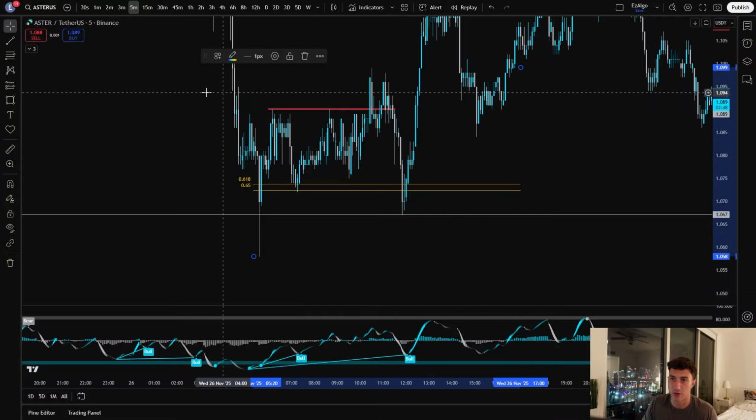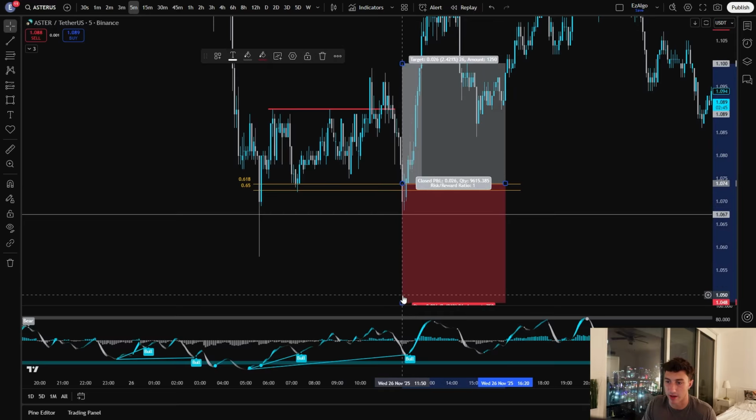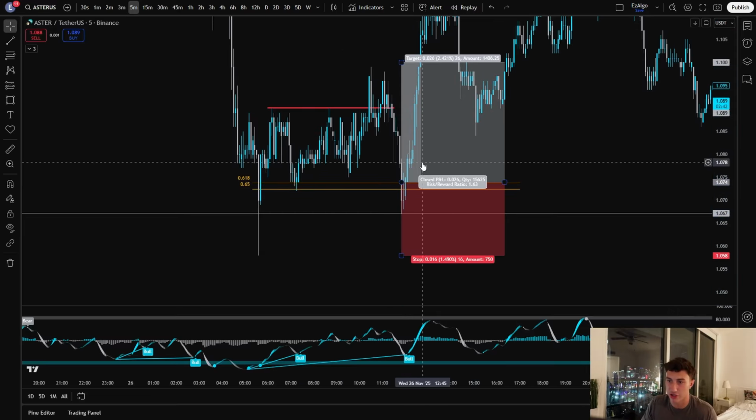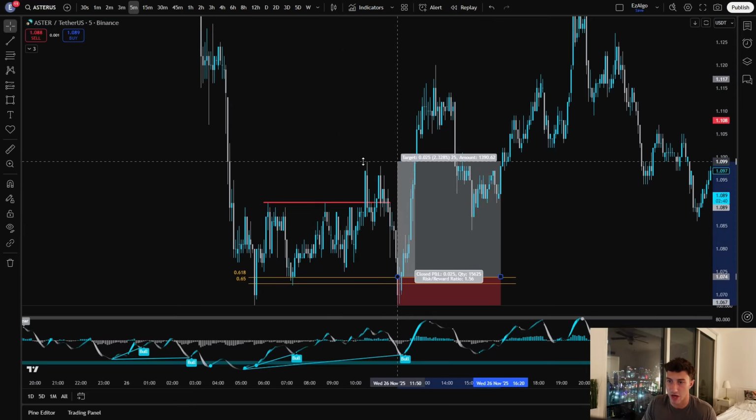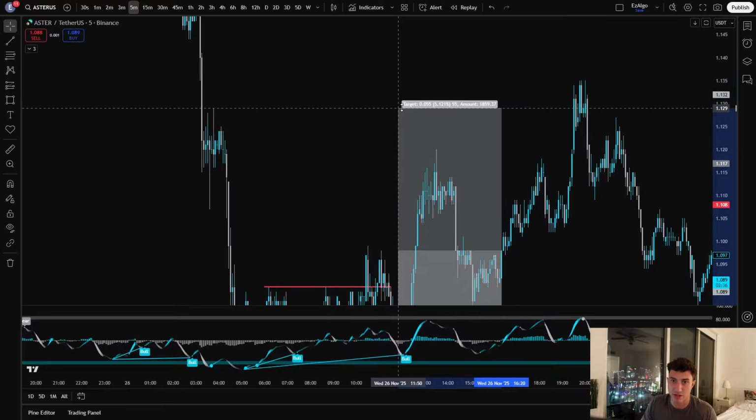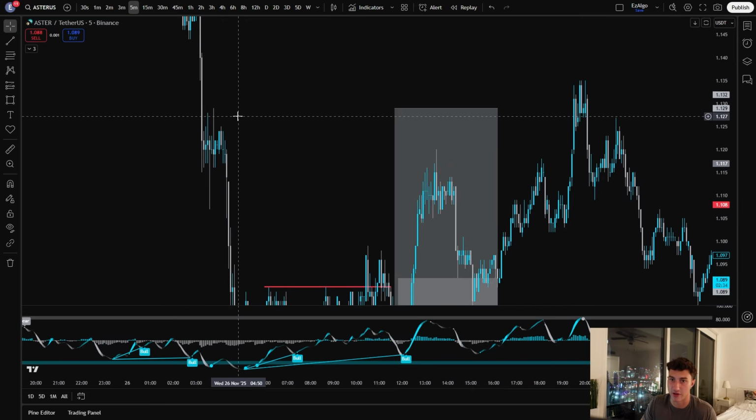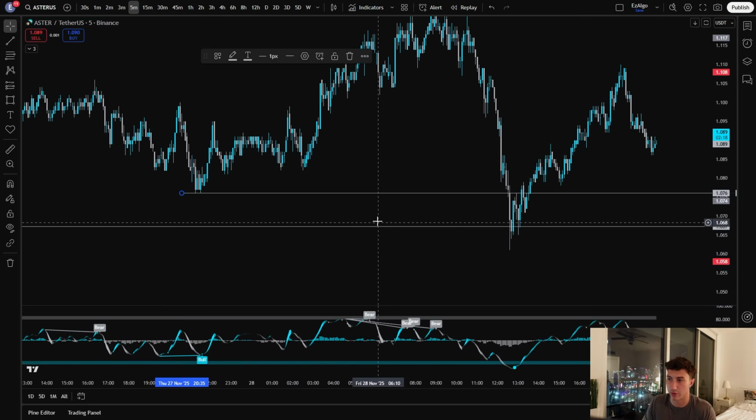Draw our fib from the swing low to the swing high. Enter at the golden pocket. Stop loss at this low. Bullish divergence here. Beautiful trade. Move our stop loss to break even at this high right here and target this bearish fair value gap right here. Sweep of liquidity right here.